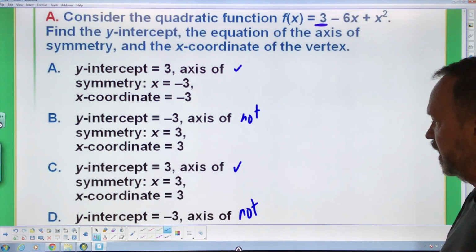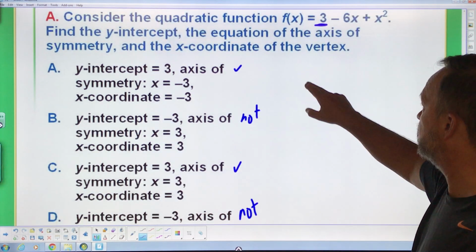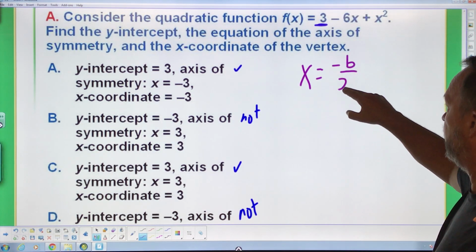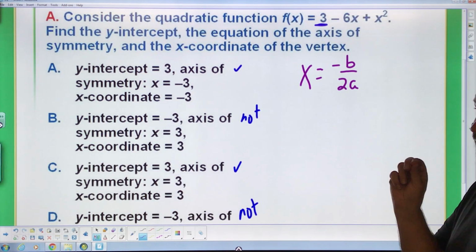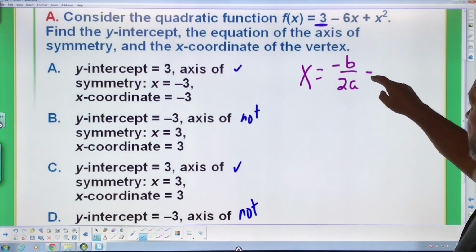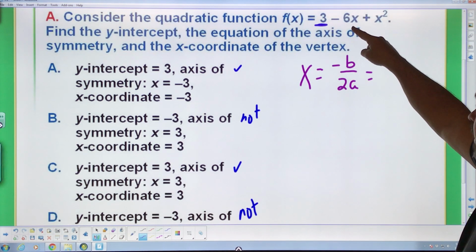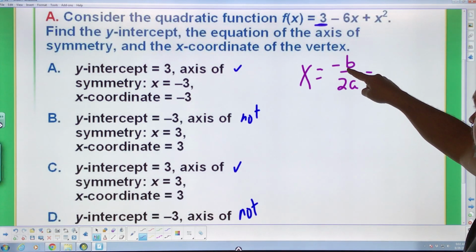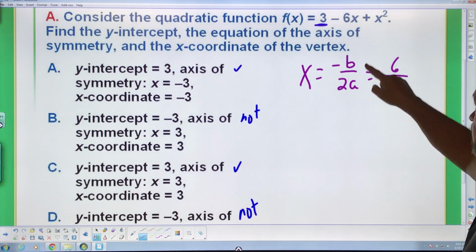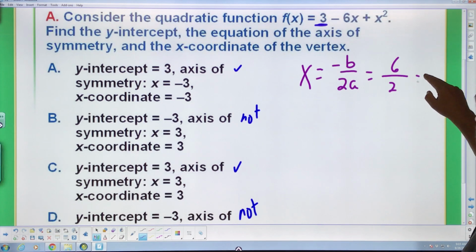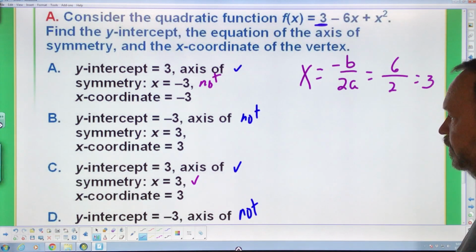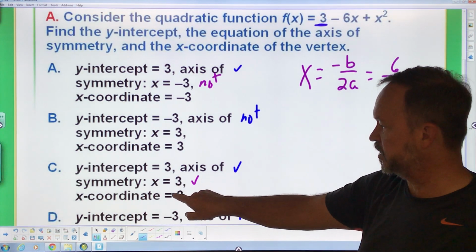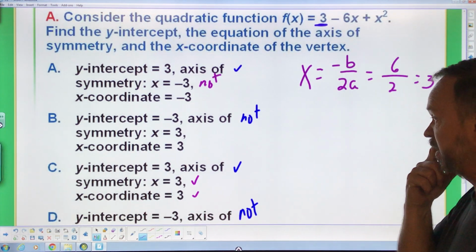The axis of symmetry is negative b over 2a. So let's do that. It's x equals negative b over 2a. You're going to need to become friends with this little dinky formula for finding the axis of symmetry, which is also the x of the vertex. Watch out: the linear term has the b, so it's a negative 6, which makes that a positive 6. And then 2 times a, which is 1, is 2, so it's 3. So the axis of symmetry is 3. That's not true, and that is true. If it's the axis of symmetry, it's also the x-coordinate of the vertex. So the answer is C.